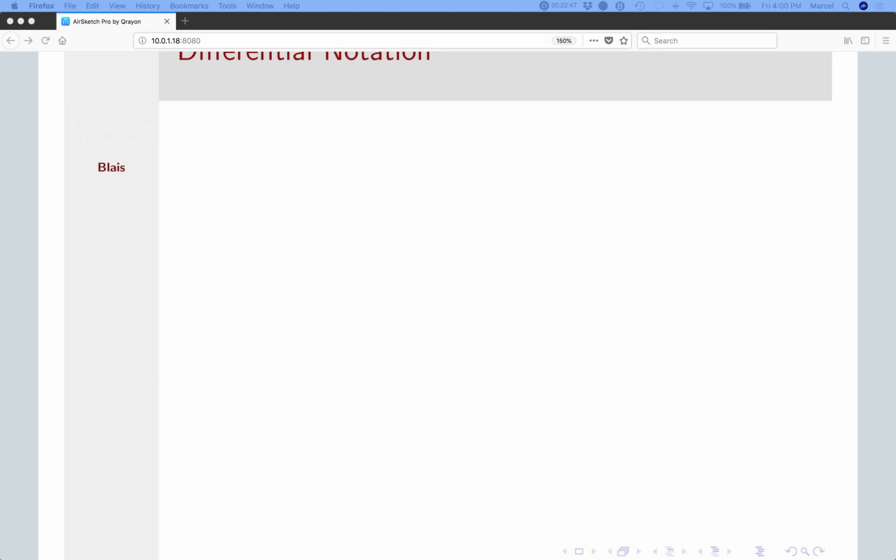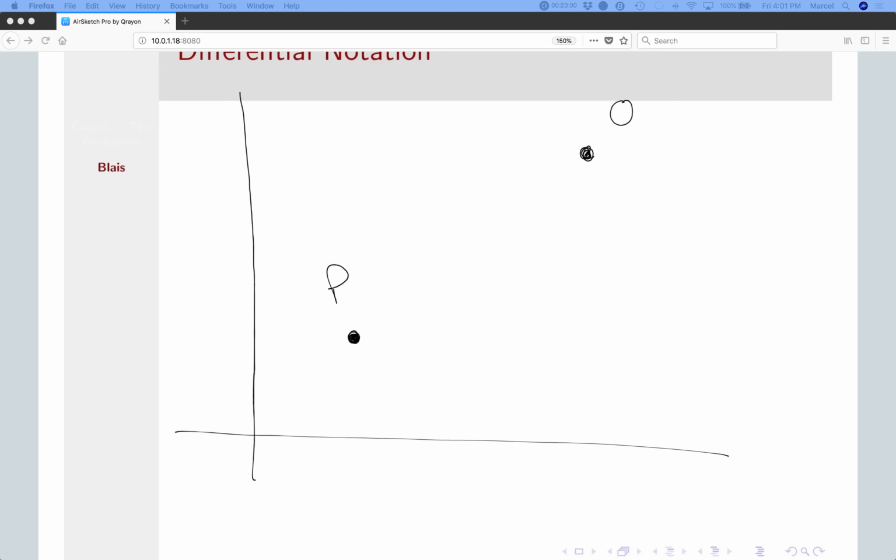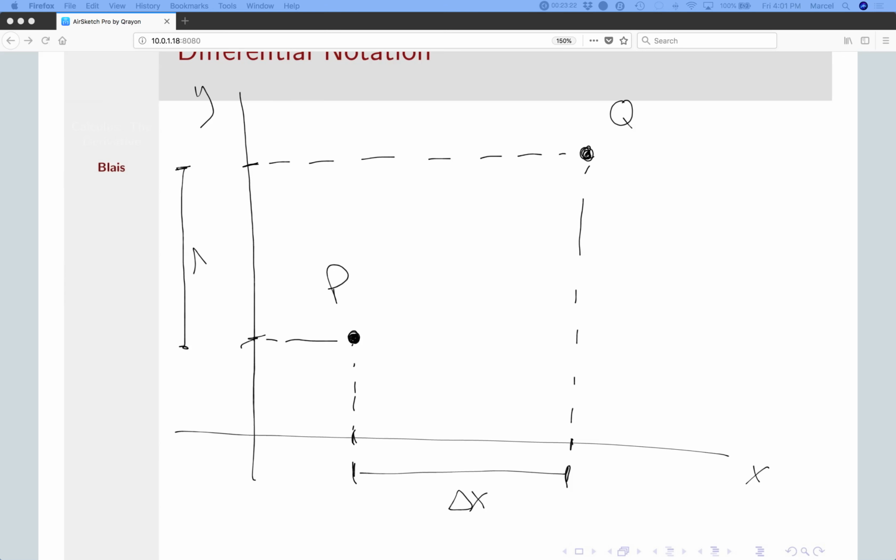So remember, we had this picture where we'll be a little bit more succinct here. Suppose you're at the point P there, and then you're at the point Q here. Well, this difference we would call delta x, the change in x as we move from P to Q. And then over here, on the vertical axis, we would call that distance delta y.